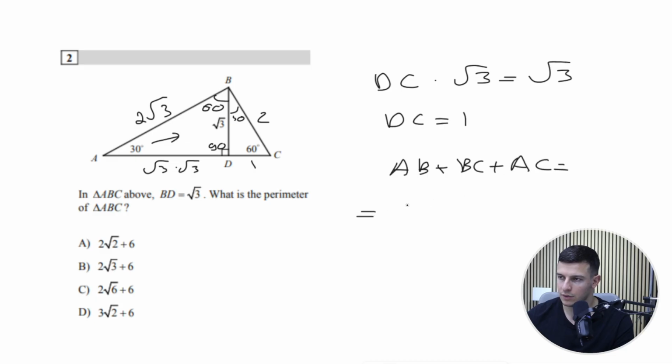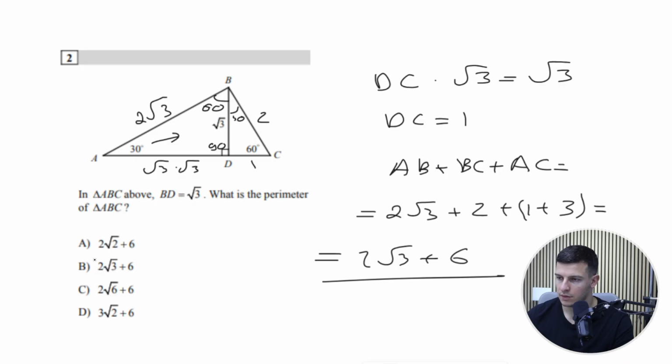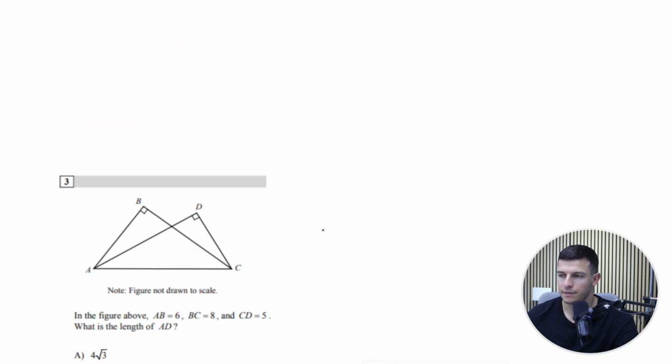That's going to be equal to 2 square root of 3 plus 2 plus 1 plus 3. This is AC. Okay, so 2 square root of 3 plus 6. So the answer is going to be B.